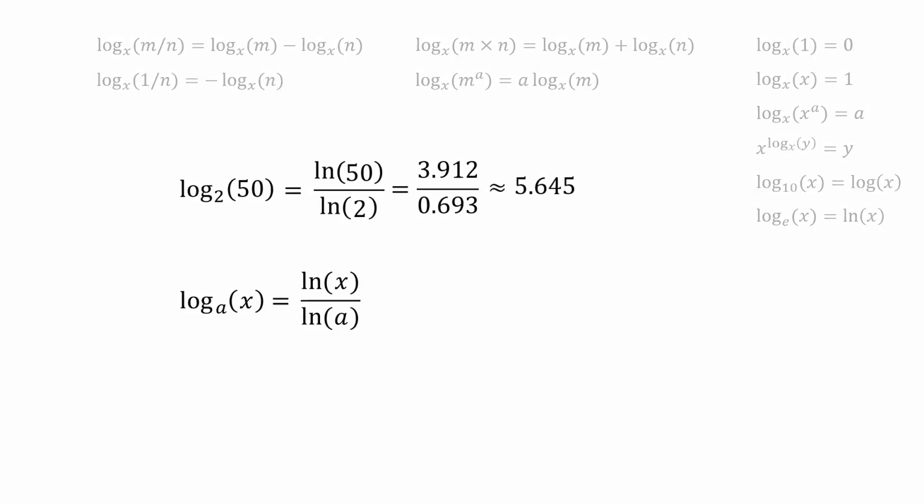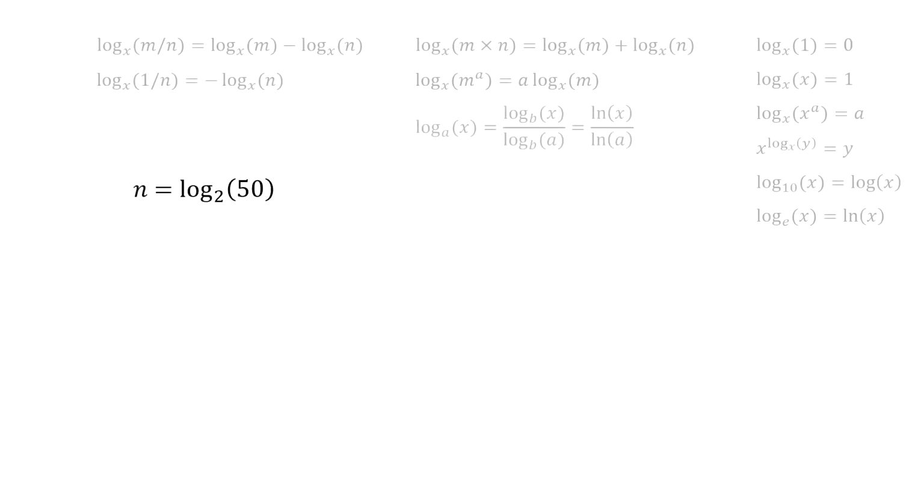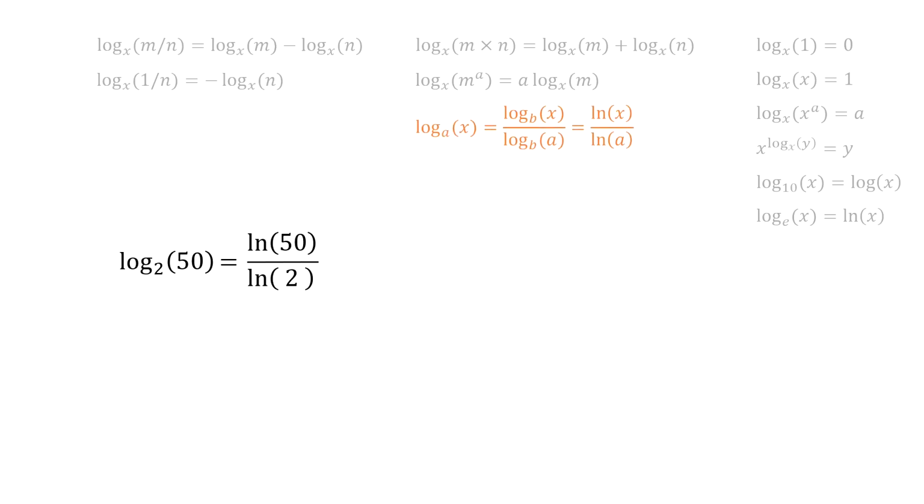But how to prove this rule? Consider n as the log base 2 of 50. According to the definition of logarithm, the exponent of 50 is 2 raised to n. Apply the natural log on both sides of the expression. You can use this rule on the left side to get the power n. Put ln 2 on the other side. What is n? Our logarithm, thus proving our rule.